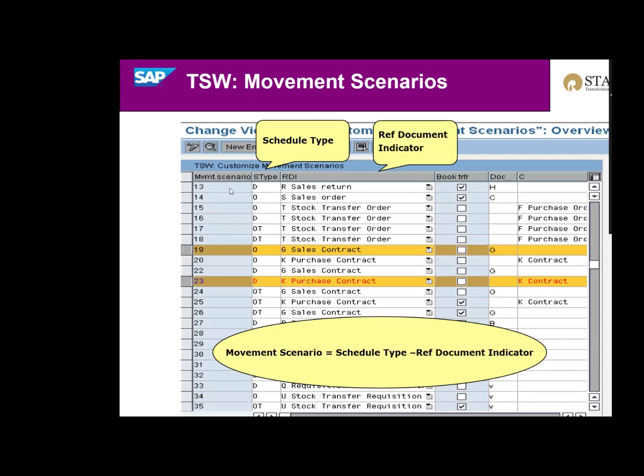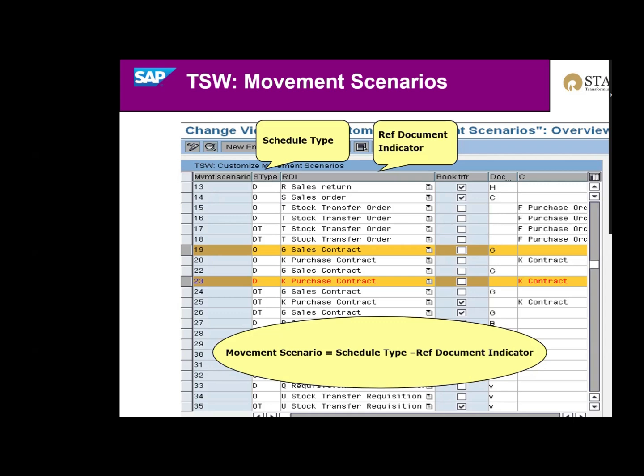These are all the various movement scenarios: the movement scenario number and corresponding schedule type, corresponding reference document indicator, and where it is applicable. So these are all already available. Only for some special scenarios do we have to do the configuration. Otherwise, in the standard, most of these, sales order, sales return, all these things are already available.